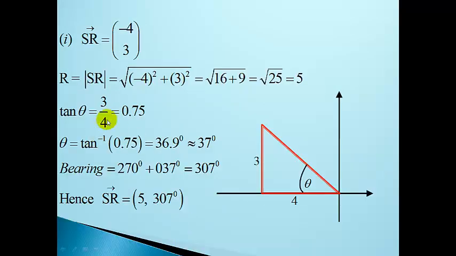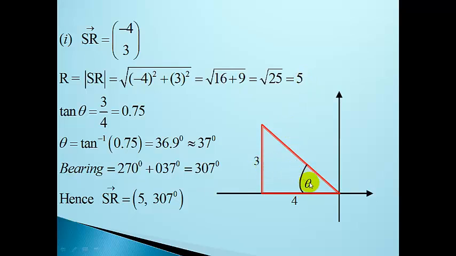Now, considering vector SR equals minus 4, 3, we need to find the magnitude first. And so the magnitude of SR will be the square root of minus 4 square, that is the x coordinate square, plus 3 square, that is the y coordinate square. Minus 4 square is 16, and 3 square is 9. Now 16 plus 9 is equal to the square root of 25, and the square root of 25 equals 5.